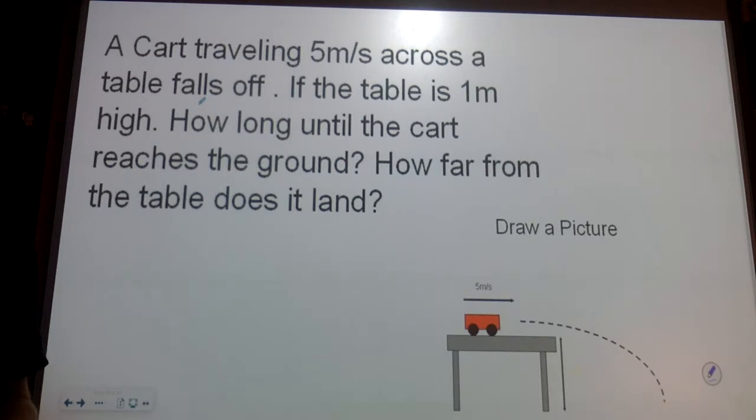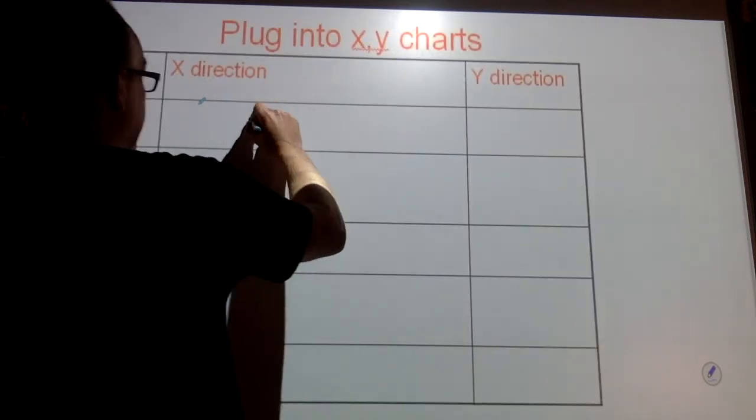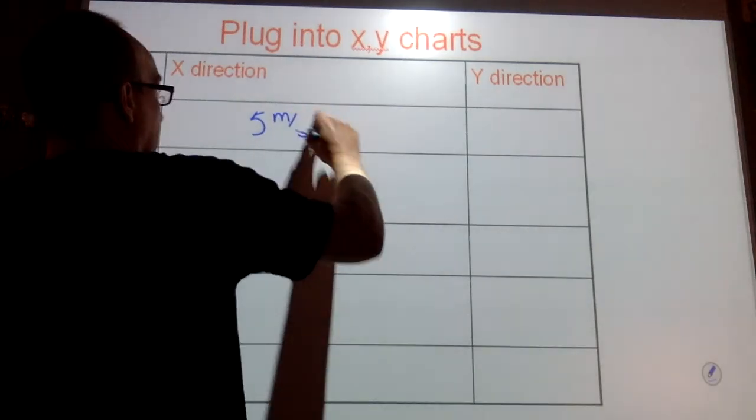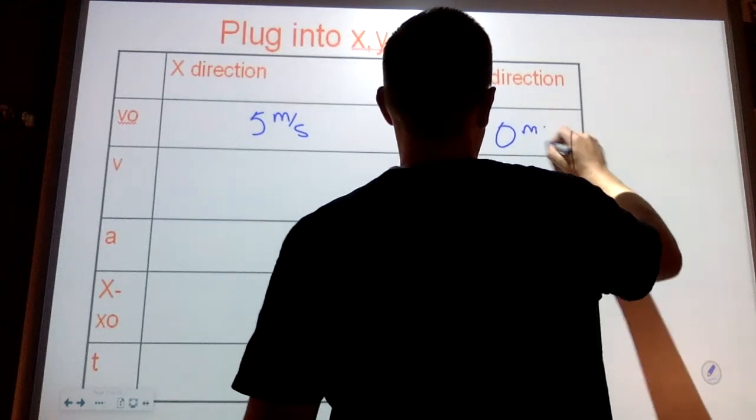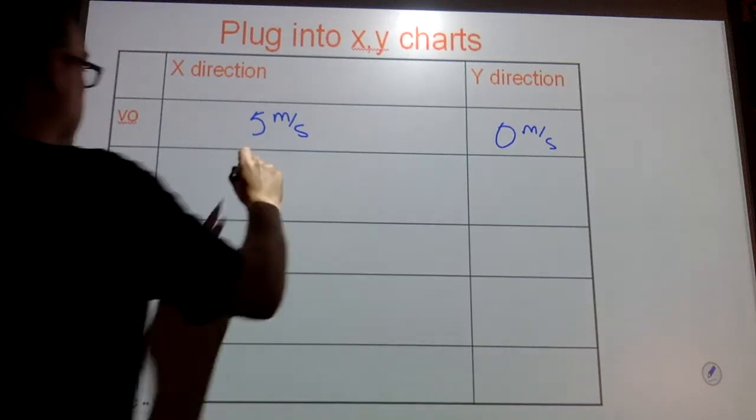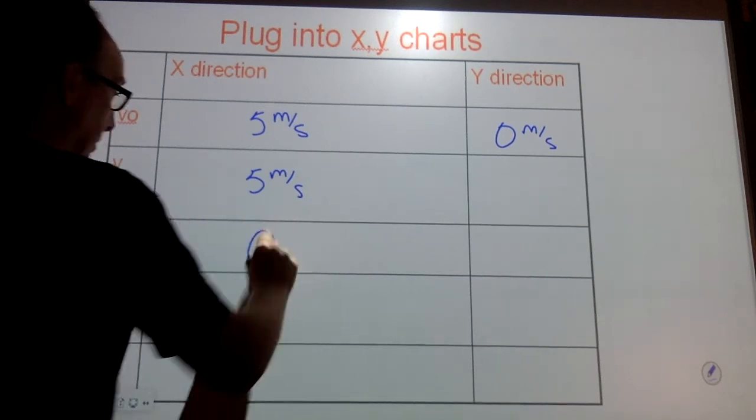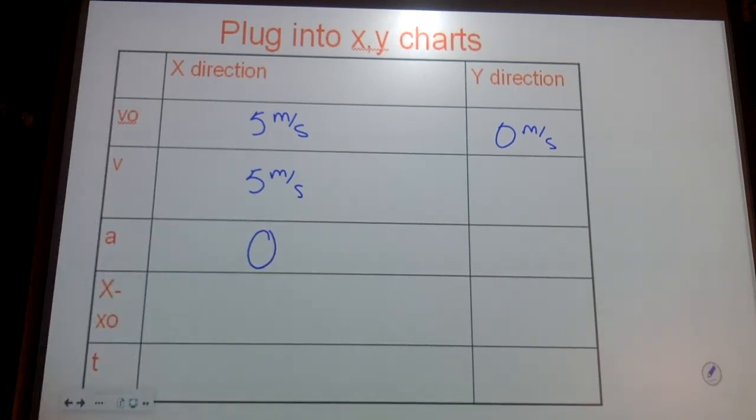And I know that my cart is going at 5. So that's in the X direction. I also know that in the Y direction, it's not going at all. There's no velocity in the Y direction. I also know that my acceleration is 0 in the X direction. And so that means my final velocity is going to be the same.